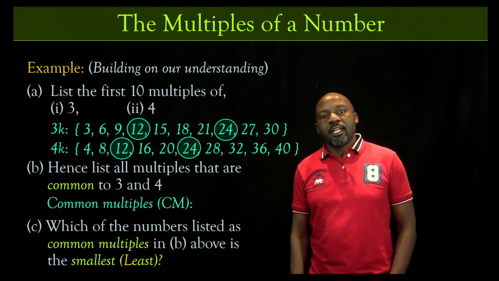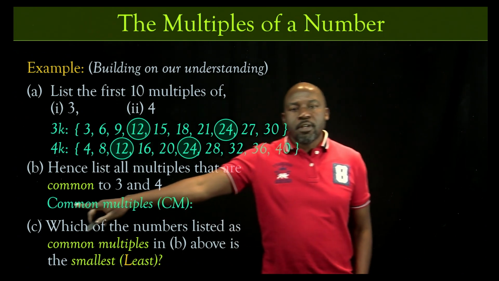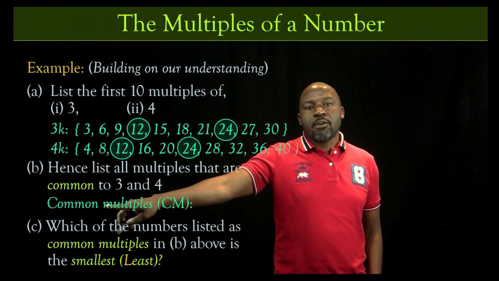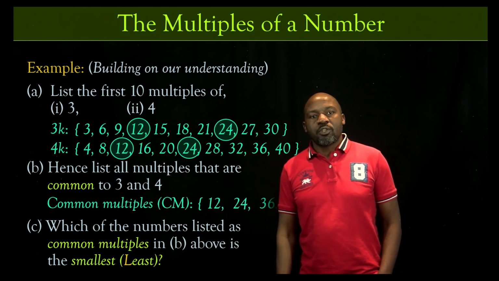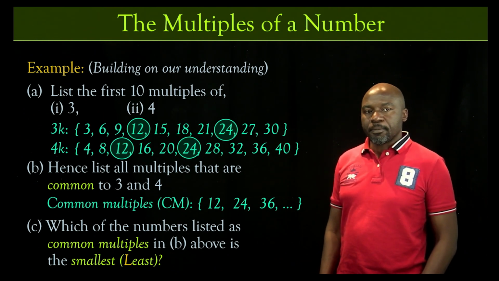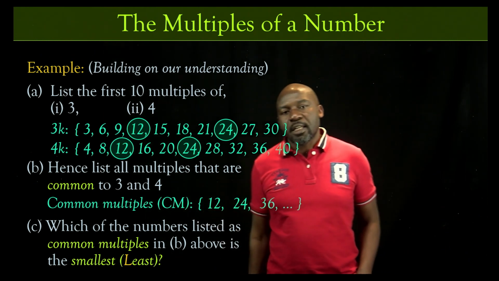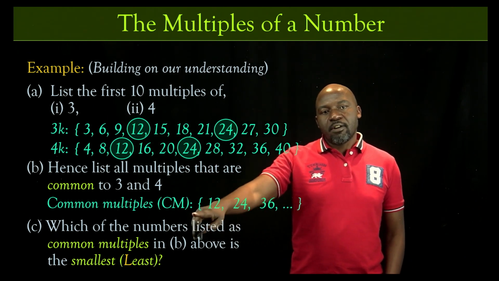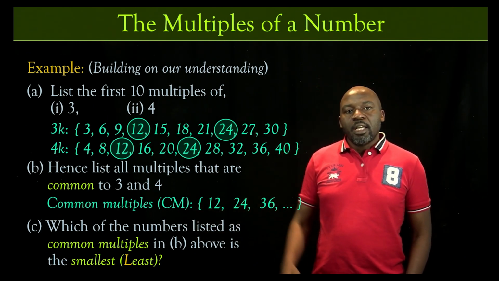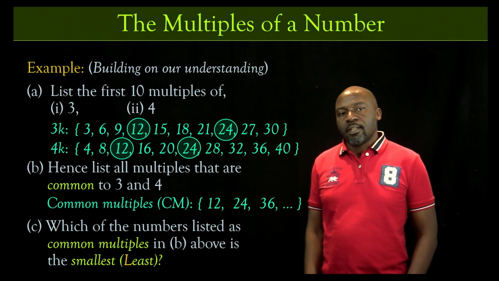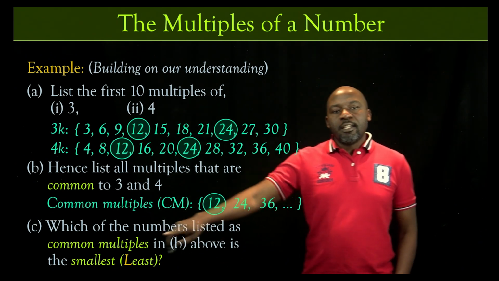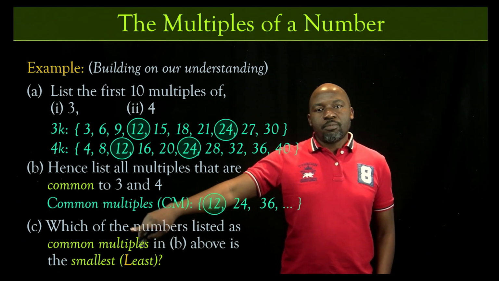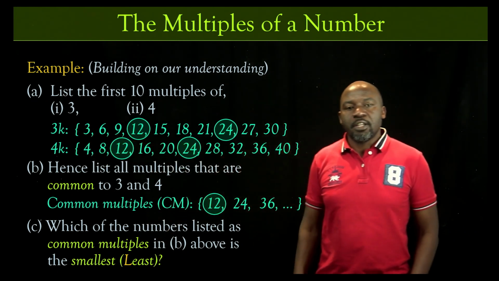And so we can say that the common multiples, common for C and multiples for M, so CM, common multiples, are 12, 24, 36, and so on. Okay? And part C is asking which of these numbers, the ones we've listed as common multiples, is the smallest. And clearly the smallest of them, or the least of them, is 12. And so we can conclude that the least or the smallest common multiple of 3 and 4 is 12.